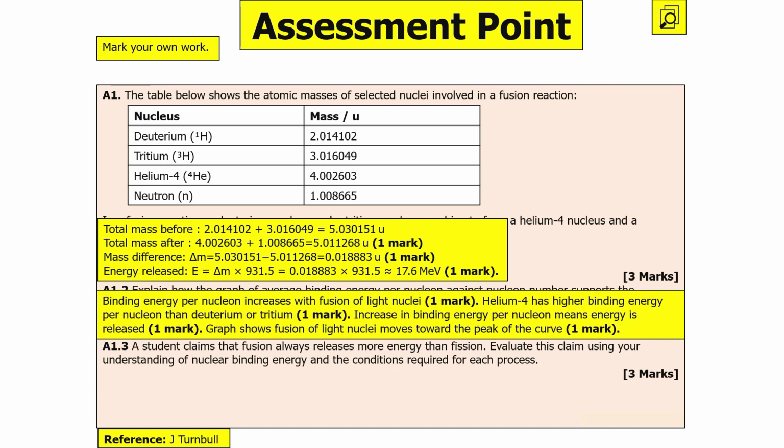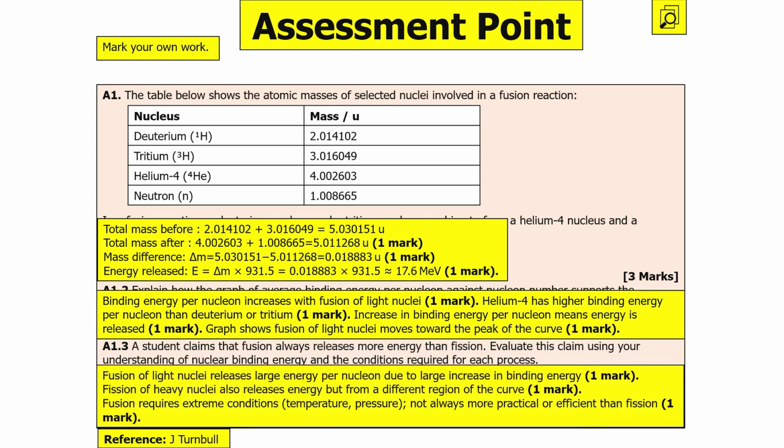Now, the binding energy per nucleon increases with fusion of light nuclei. Helium-4 has a higher binding energy per nucleon than deuterium or tritium. The increase in binding energy per nucleon means that energy is released. Now, the graph shows the fusion of light nuclei moves towards the peak of this curve. Finally, fusion of light nuclei releases large energy per nucleon due to the large increase in binding energy.